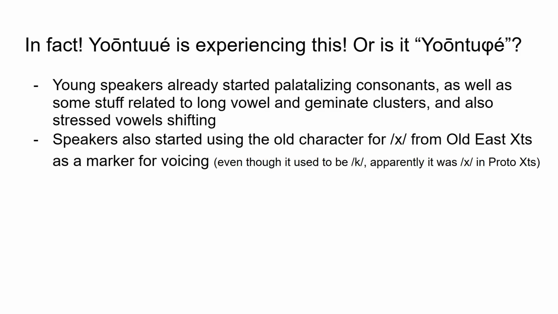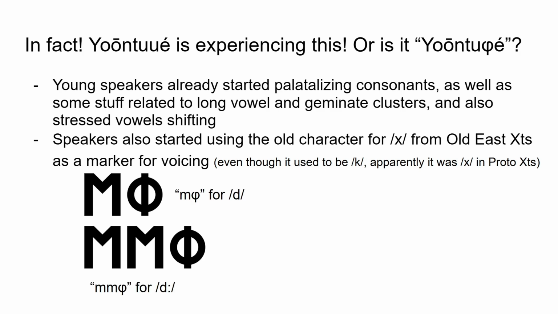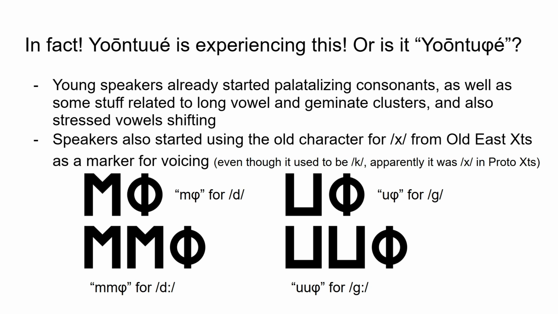Now, speakers also started using the old character for h from the Old East, since k and g and also t and d were shown with the exact same characters. So how would you know the difference? Well, if it's a voice, you just put the h character after it. So for example, here's how you would write d and d, and here's how you would write g and g.